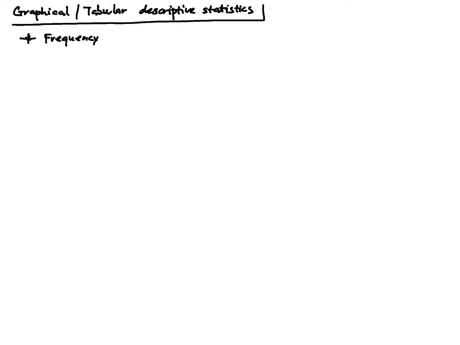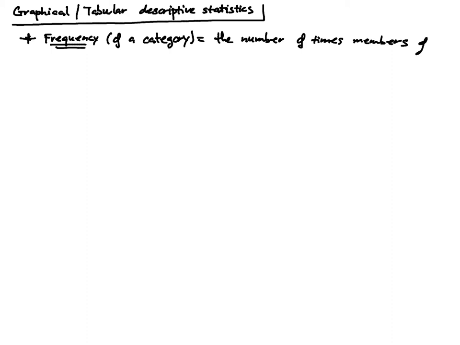So we define the frequency of a category as the number of times members of that category appear in the dataset.